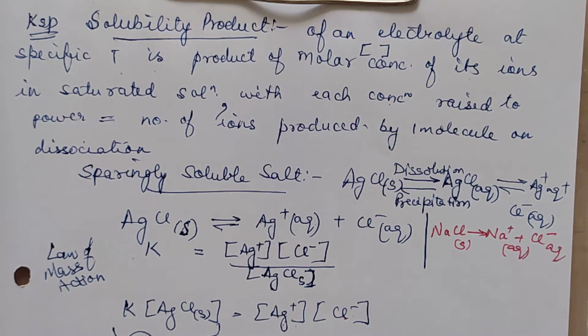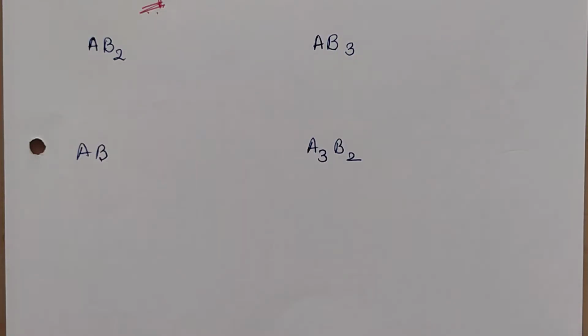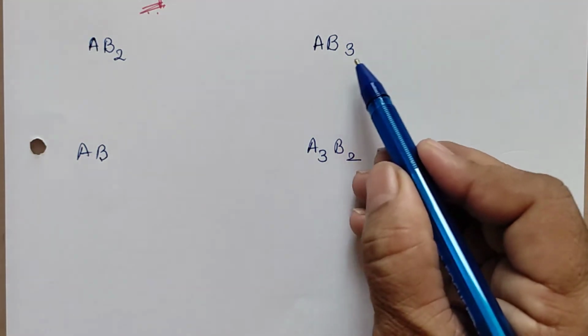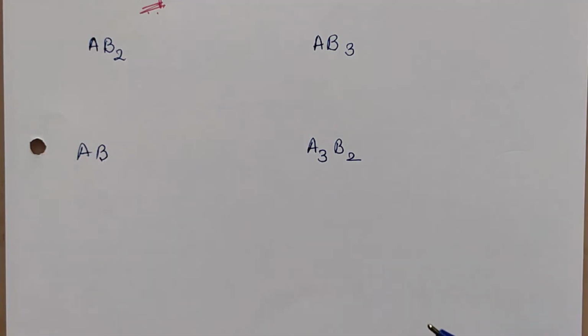Okay, now let us take different types of these salts and apply the law of mass action. I have written here 4 types of salts. Say the salts are AB, AB2, AB3 and A3B2.